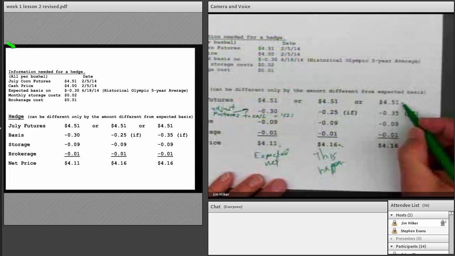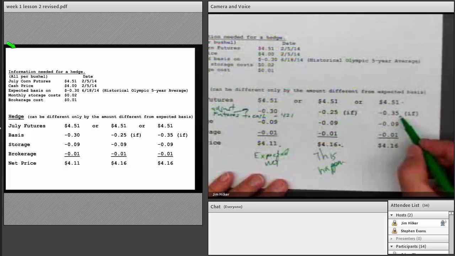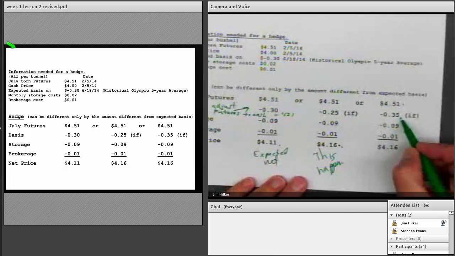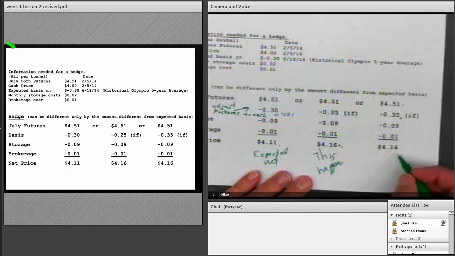You know, if all of a sudden the futures today went to 35 cents, and we had a March contract, looking at our local crop, you think it's huge, the base is gonna be maybe 30 or 20 cents. You think storage is 10 cents, you think brokerage is a nickel, 'cause that's a big number. 35 cents over that, and you're gonna get 3.95.